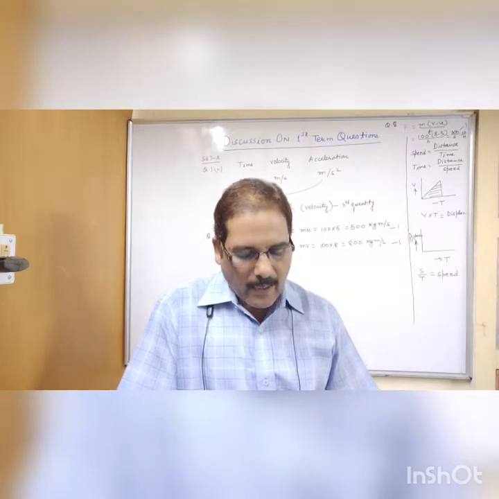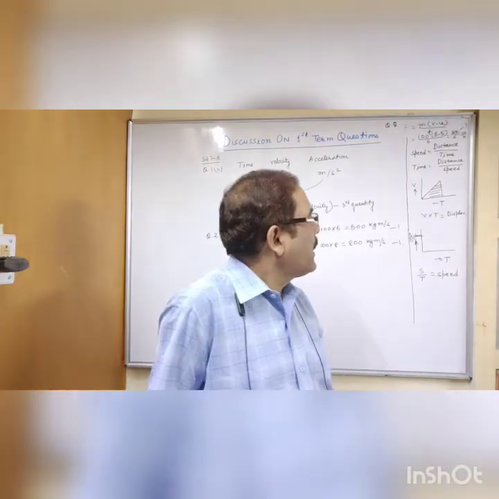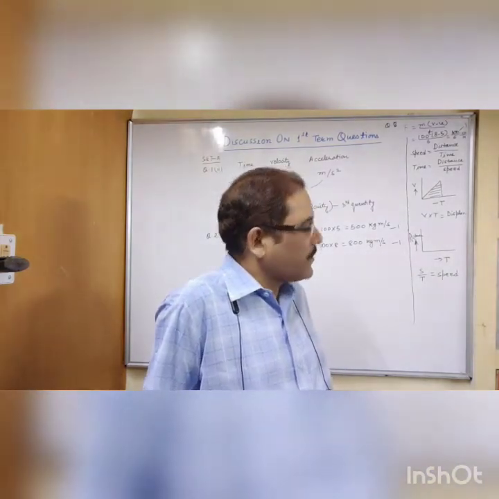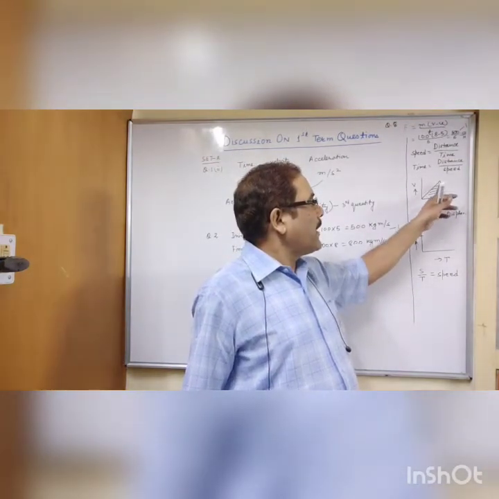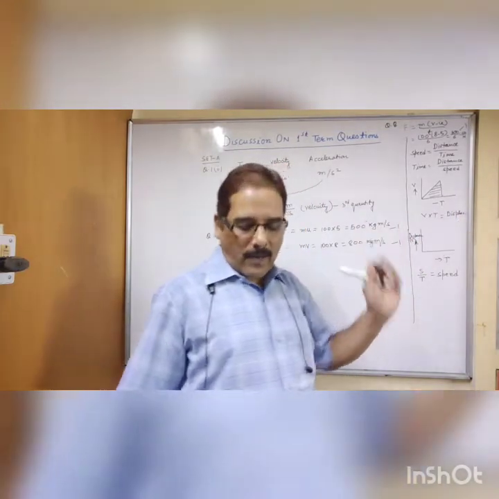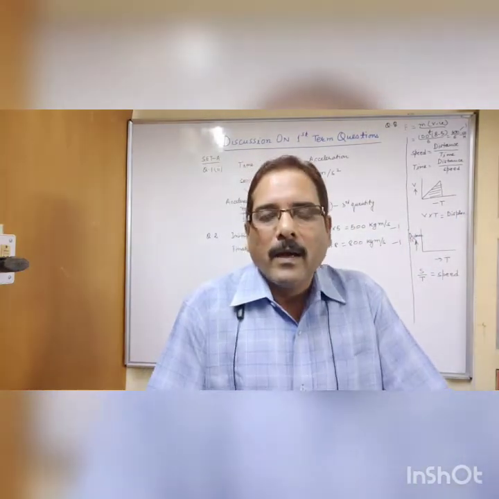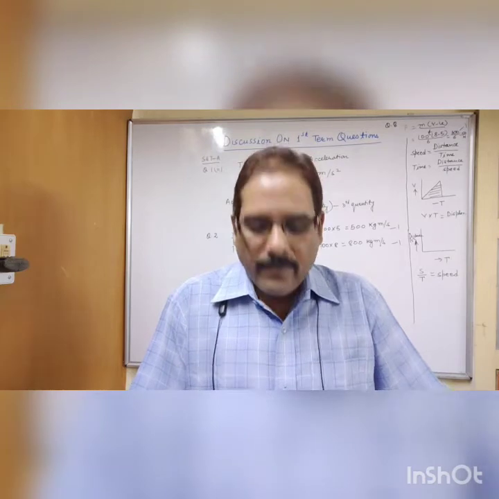Then area under velocity time graph. Here you see the area under velocity time graph will give the displacement.